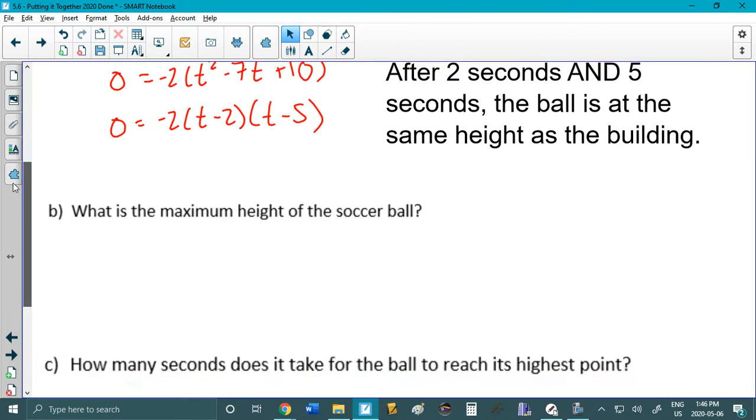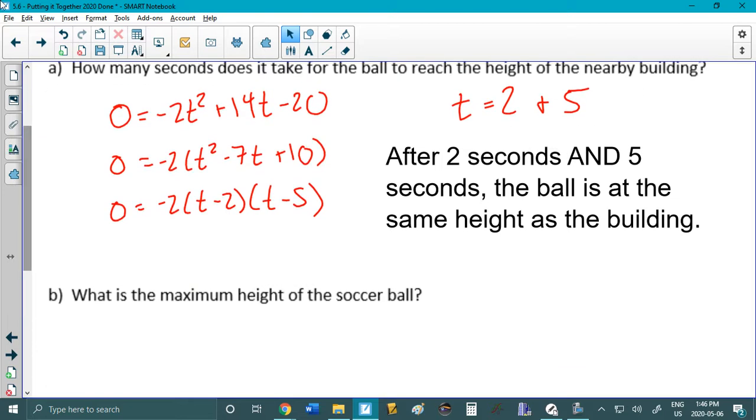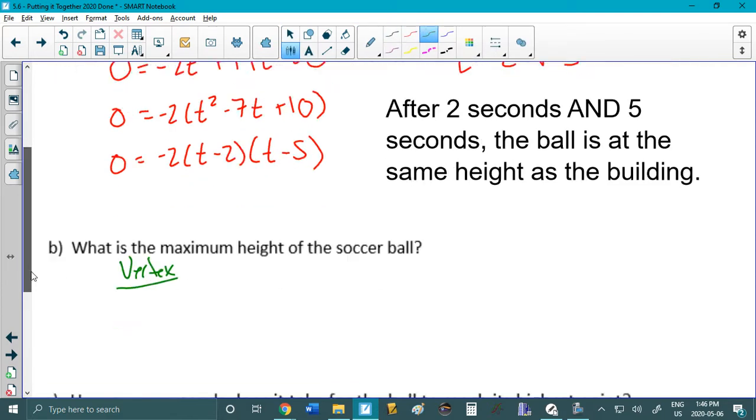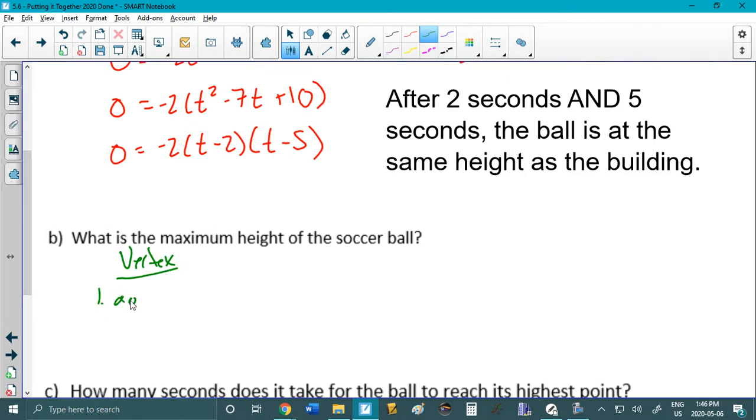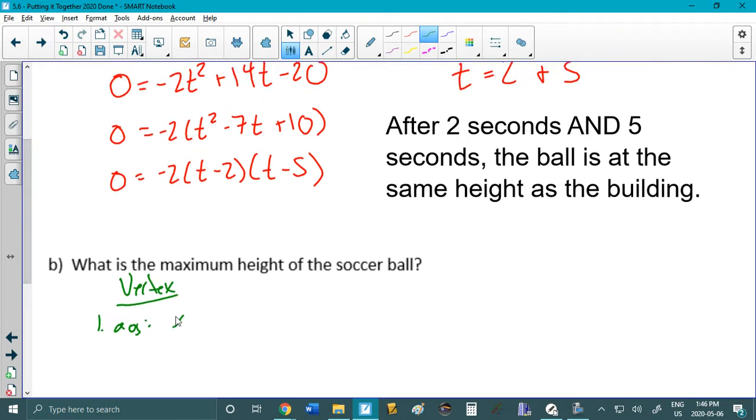Okay, part B. What is the maximum height of the soccer ball? So to find the maximum height, we want to find the vertex. And if we're going to find the vertex, step 1 is find the axis of symmetry. And to find the axis of symmetry, we take the zeros, which are 2 and 5, we add them, and we divide by 2. So I get 3.5.